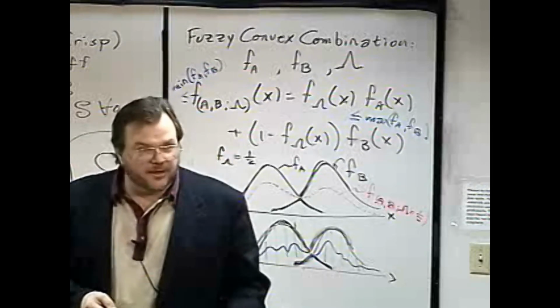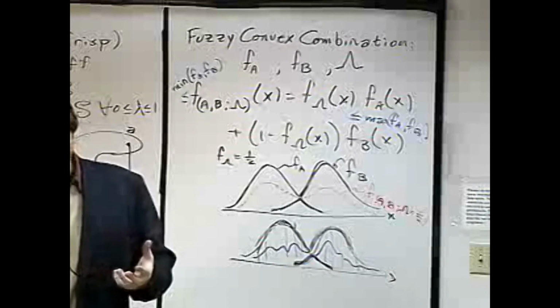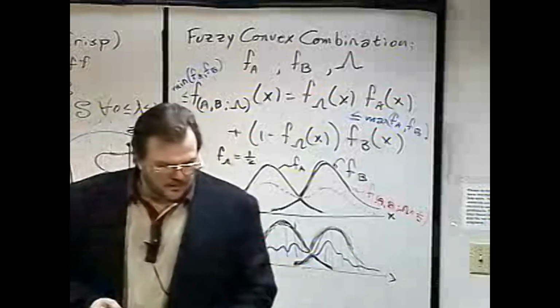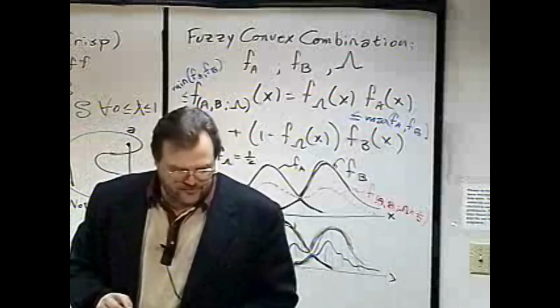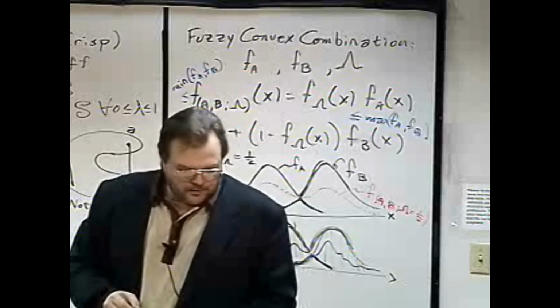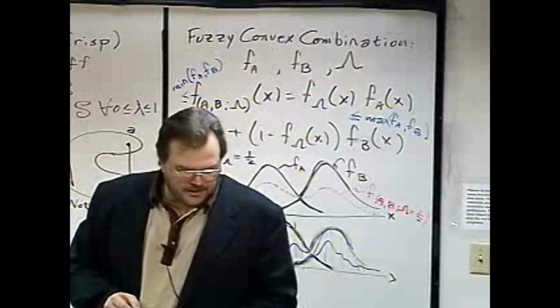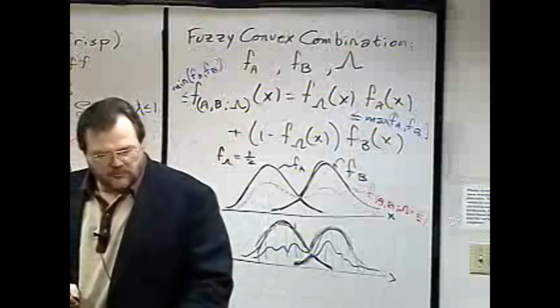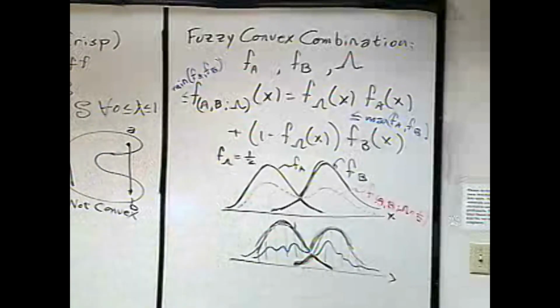Now, the fuzzy combination can actually be done for any set of three fuzzy sets. We can also talk about the concept of a fuzzy convex set.